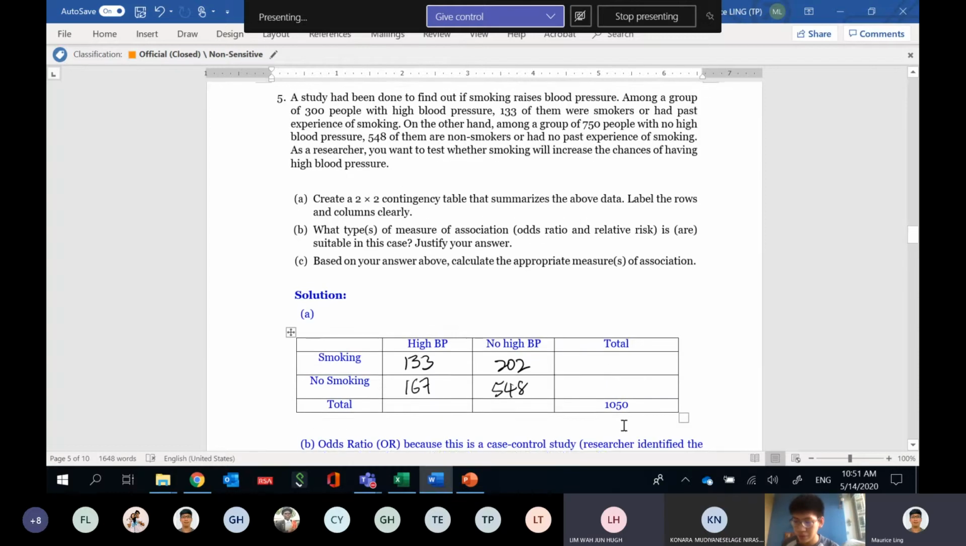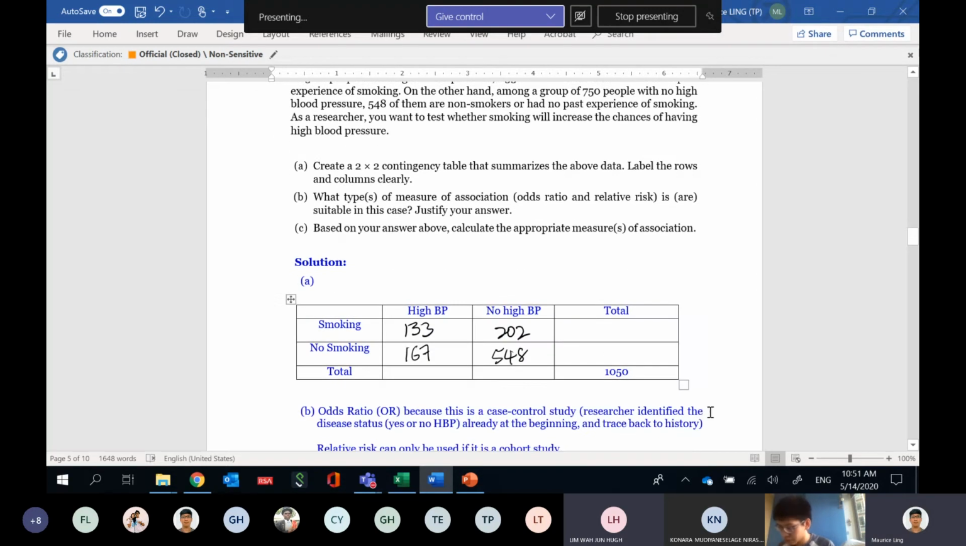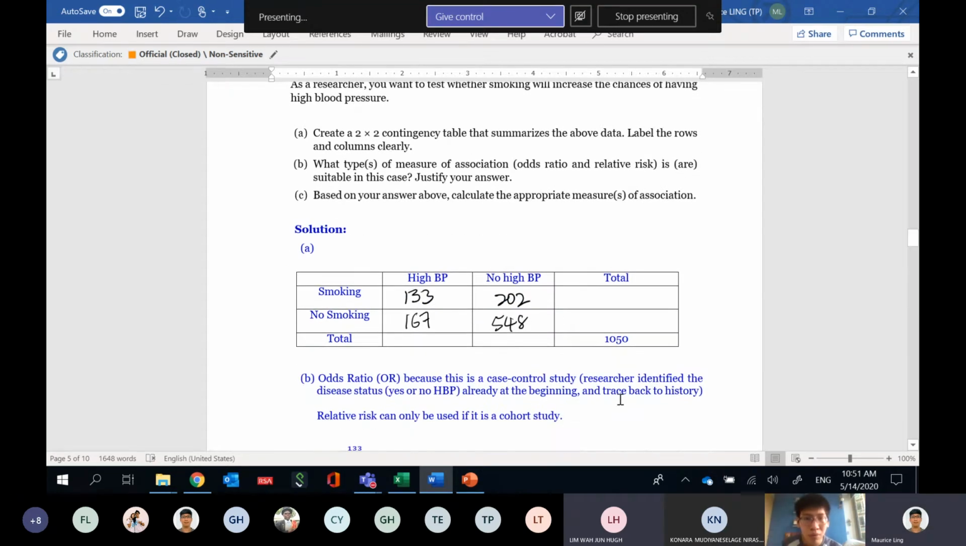Okay, so what measurement is useful? Which measurement is suitable? Relative risk or odds ratio? I think odds ratio. Yeah, odds ratio, correct. It's odds ratio because usually you have identified the disease first. That's why odds ratio tends to be a bit more convenient to use. Okay, and what is the odds ratio that you calculated?